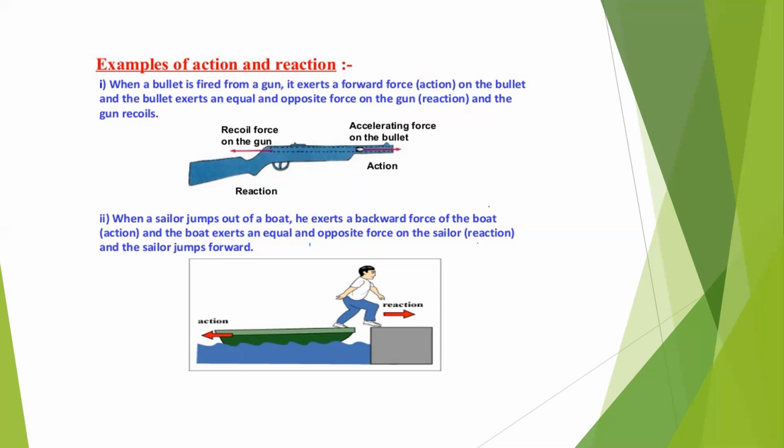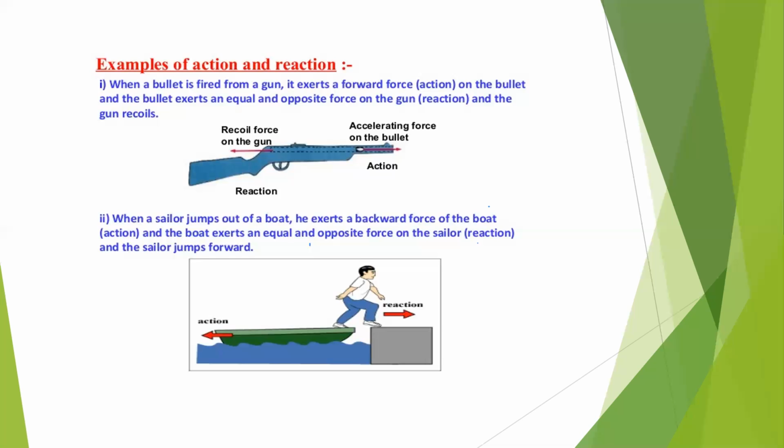For the bullet, when you trigger this gun, here what happens? The bullet moves in the forward direction, that is action. In the same way, the force is exerted on the gun, therefore the gun recoils. So this is also an example for Newton's third law, that is action and reaction pair.